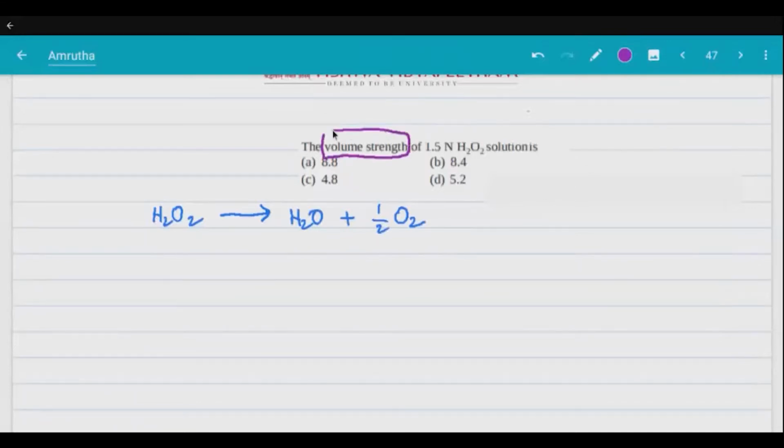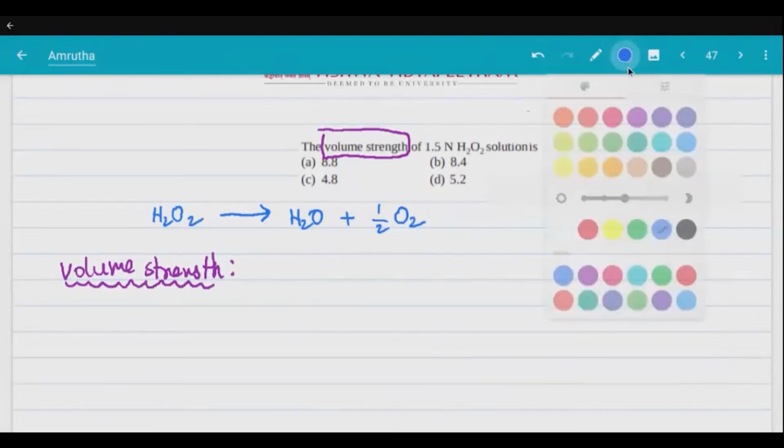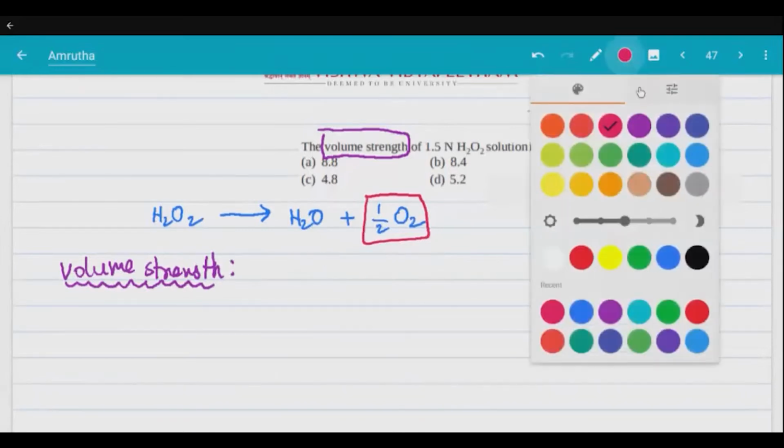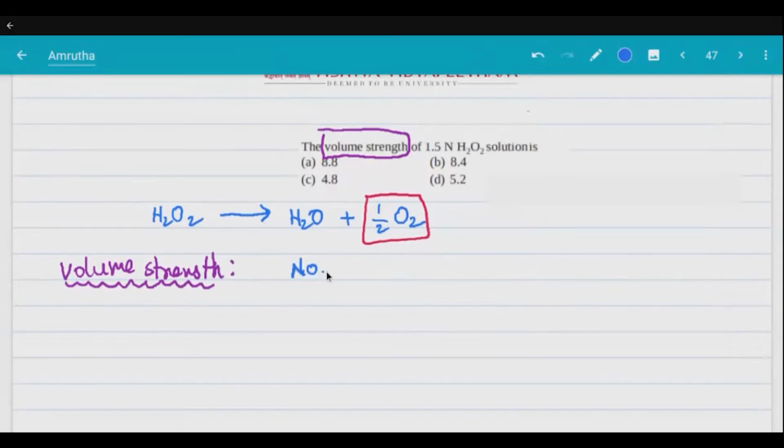For that reason, we define a new concentration term, that is volume strength. Molarity we know, normality we know, but what is volume strength? It is simple. H2O2 is giving oxygen, and volume strength is defined with respect to this oxygen volume. We can simply say it is the number of volumes of oxygen.